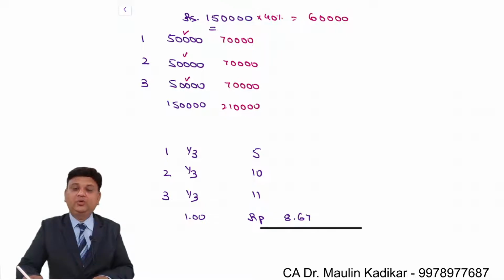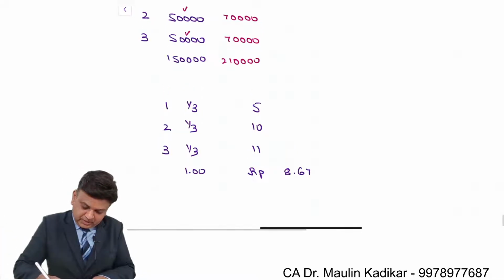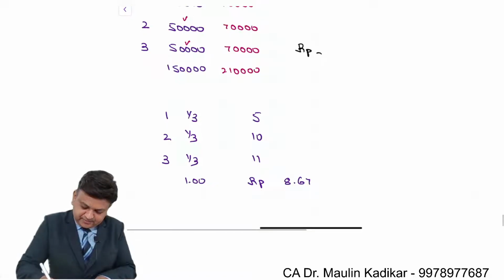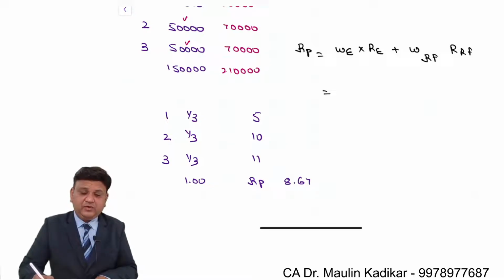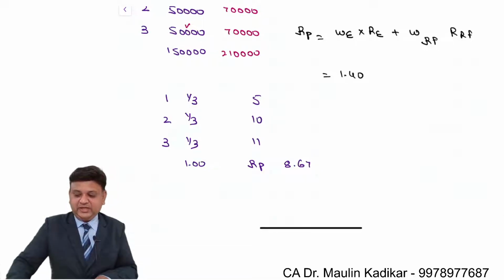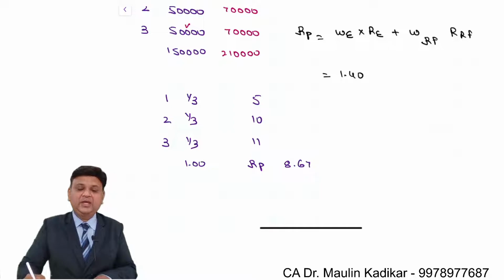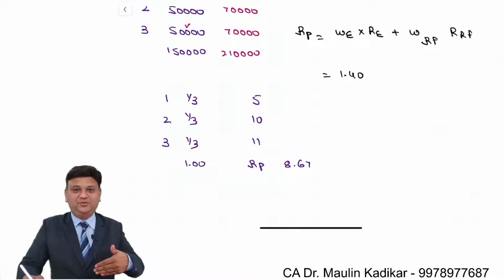But now you are going to borrow funds and make an investment. So what will happen? Listen carefully to what I am going to say. Return of the portfolio will be found as weight of existing portfolio into return of existing portfolio plus weight of borrowing, that is risk-free rate of return, into risk-free rate of return. What will be the weight of existing? It will be 1.40, that is 2,10,000 upon 1,50,000. Whatever amount you have invested is 40% more than the amount held by you.